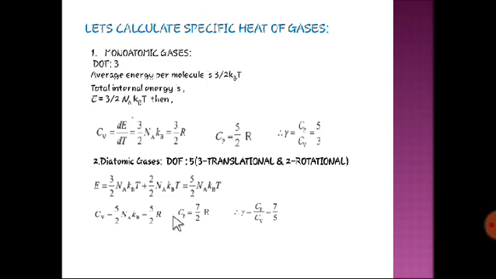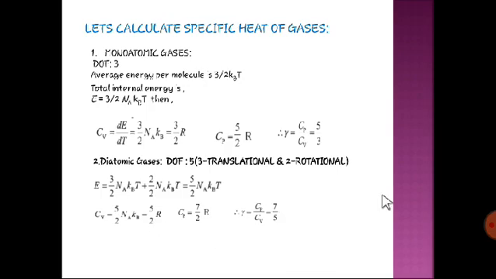Now again, putting the value of Cv in Mayer's relation, we are getting the value for Cp also. So the value for Cp by using that is 7 by 2 R. Now by taking the ratio, we are getting the value for gamma. So gamma is equal to Cp by Cv, which is nothing but 7 upon 5. I hope you all got what we have done in this slide. We have calculated the specific heats for monoatomic as well as for diatomic.